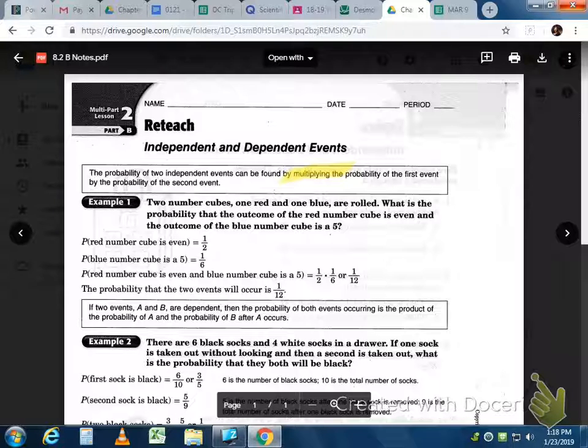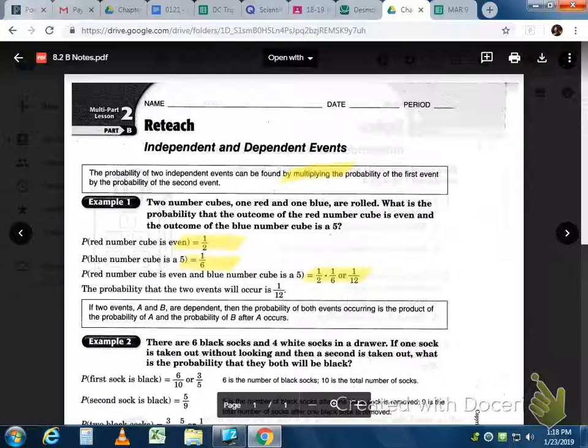So the probability that the red cube is even, we've already done that when we looked at simple probability. To get an even on a number cube is 1/2. The probability of getting a specific number on a cube, getting a 5, is 1/6, because there's one 5 out of 6 sides. So to get the probability that both things would happen, you'd take 1/2 times 1/6. You multiply them together, 1/12. So the probability of two independent things happening, you multiply them together.